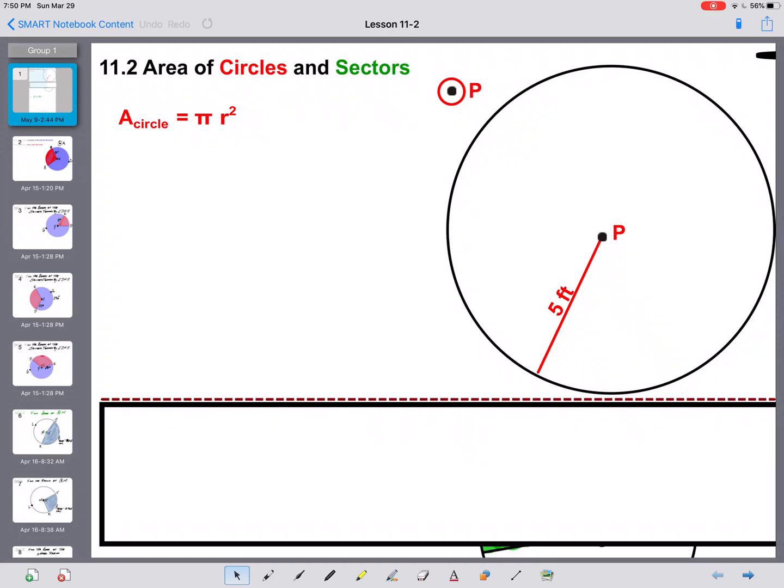This is lesson 11.2, areas of circles and sectors. Make sure you have the chapter 11 formula sheet right next to you during the lesson.